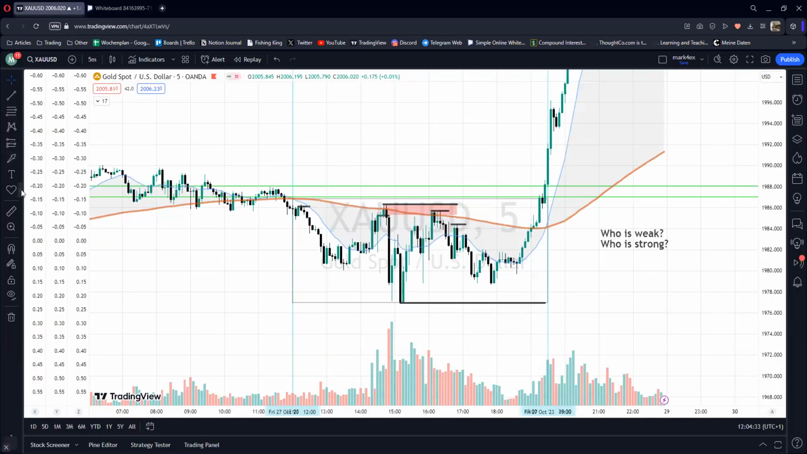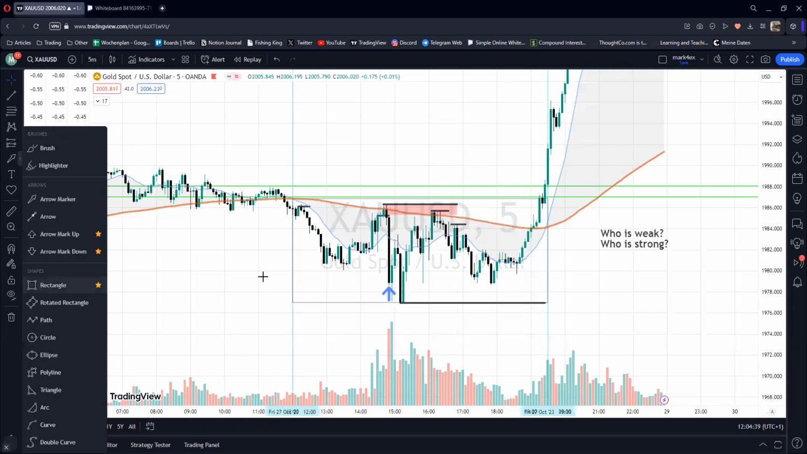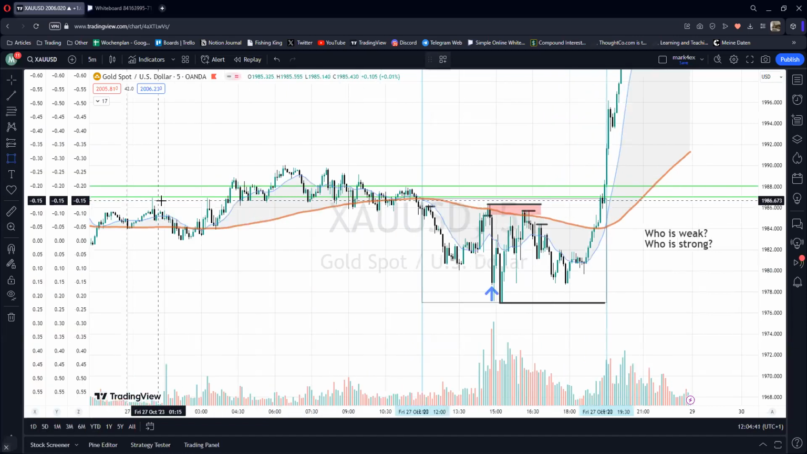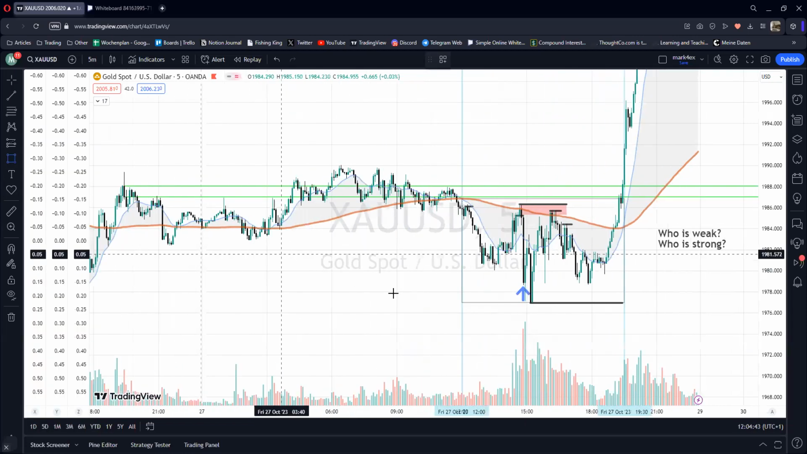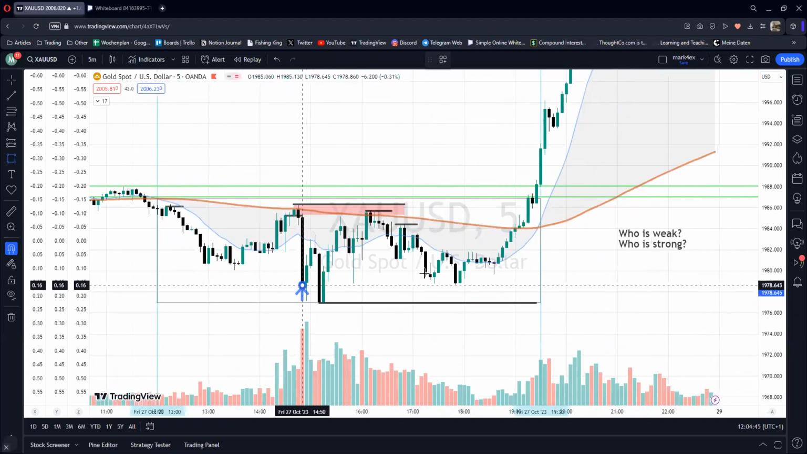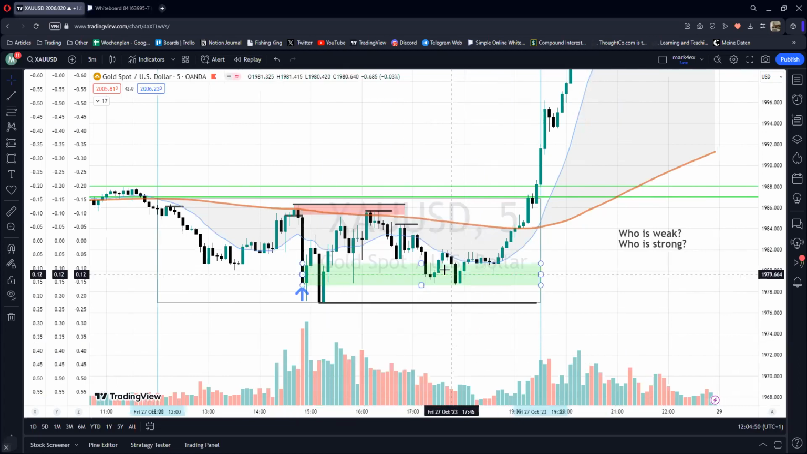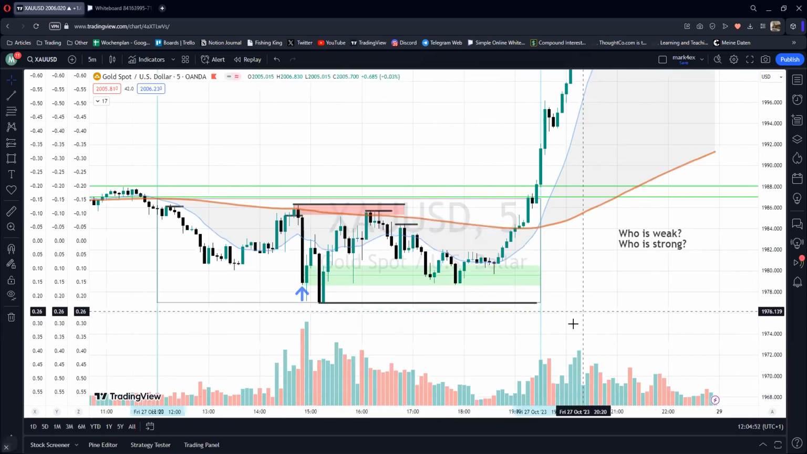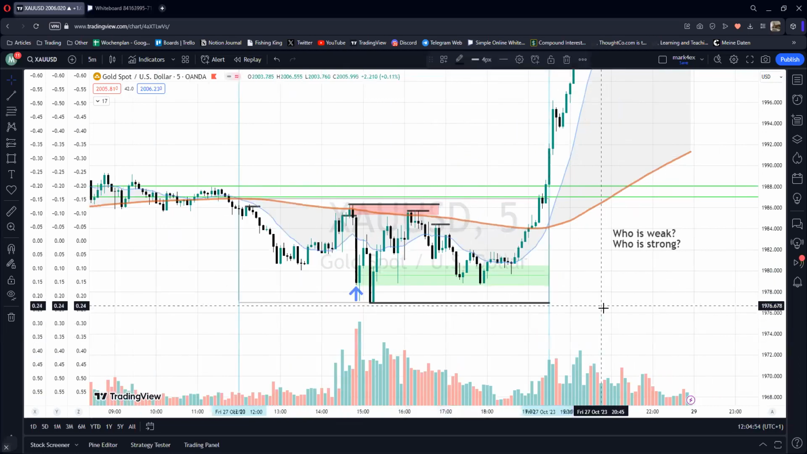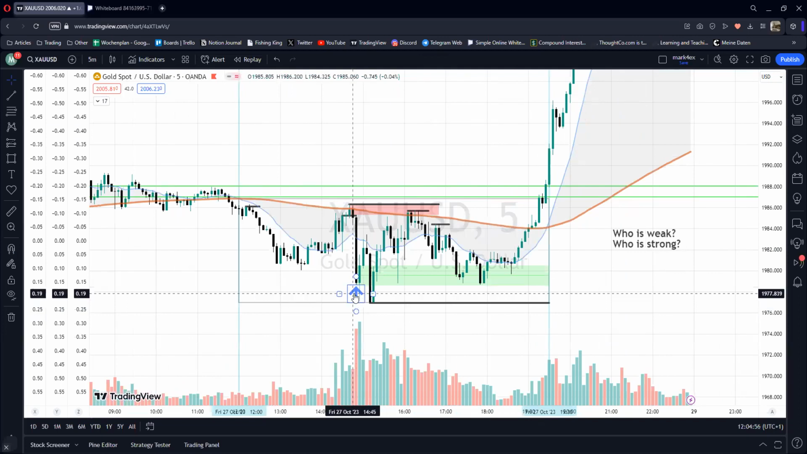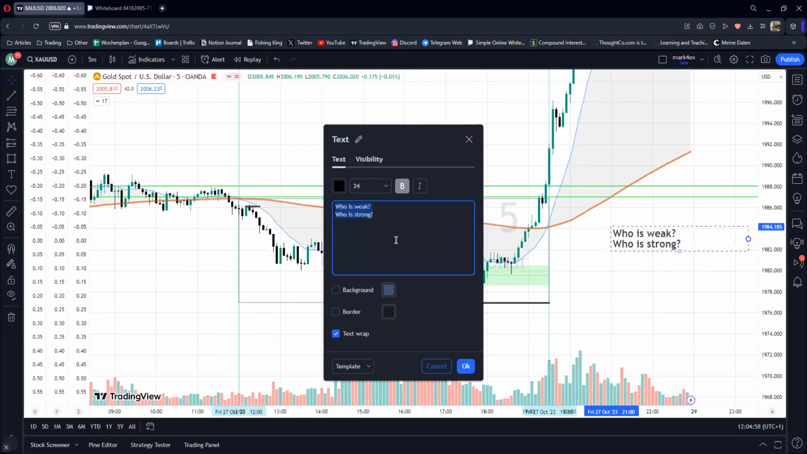We have to understand this is the highest volume of the day. This area, even though this is our RJ for the whole day, we need to be mindful that this is the biggest volume of the day. So we need to find out what they are doing with this volume. Who is weak, who is strong?